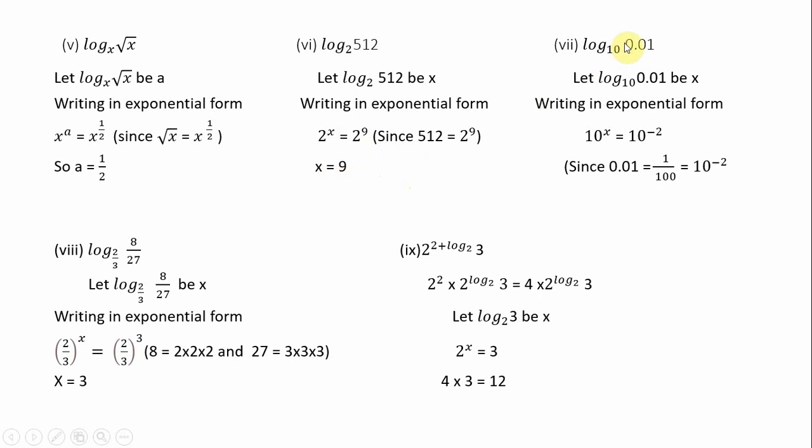Now next one, log 0.01 base 10. First you convert this 0.01 as 1 by 100. So let log 0.01 base 10 be x, and writing in exponential form you get, if you take 10 to the power of x is equal to 1 by 100, right?